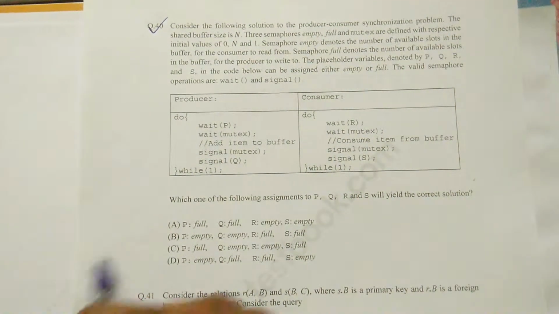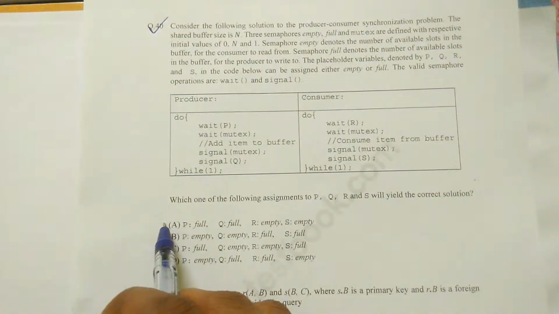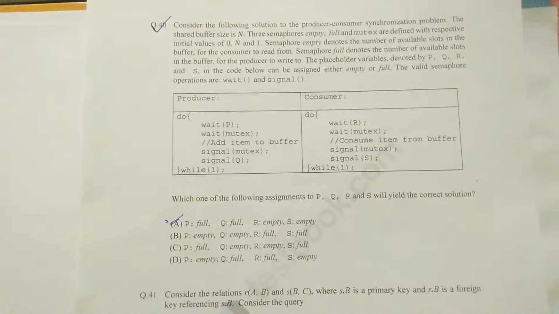So if you check option A, full denotes the number of empty slots, and semaphore mutex. So option A. Okay, since the value of the empty semaphore is 0, you cannot wait on the empty semaphore in the first attempt. So option A will cause a starvation.